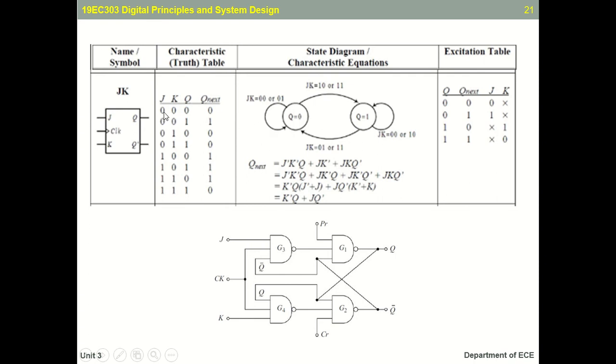input is 0 and 0, okay, J and K is 0 0, Q is also 0. Now the next state is also 0, so only it is running around here 0 0. The current state is also 0, the next state is also 0. But whereas next one, when your input is 0 1, and your Q is also 0, the next state is also 0, it is retained here.